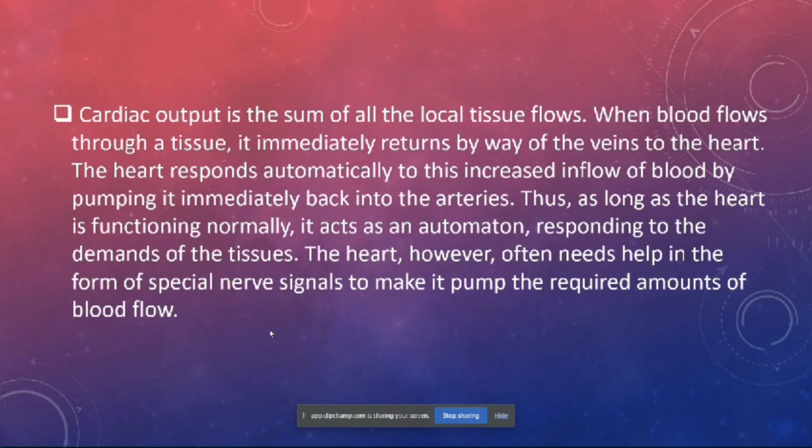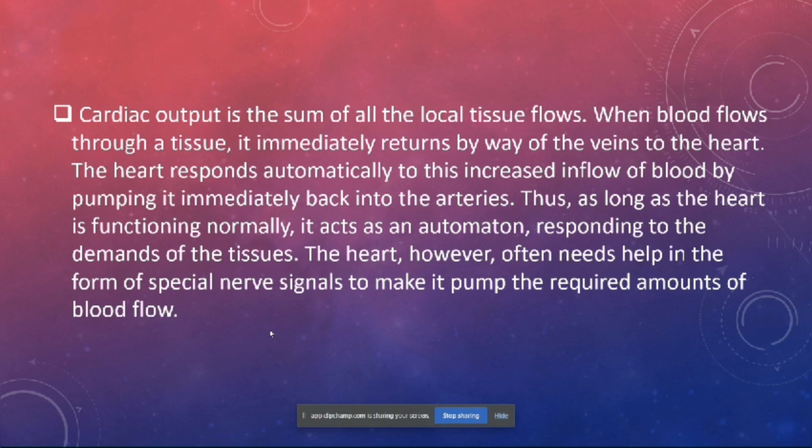Also, nervous control of the circulation from the central nervous system and the hormones provide additional help in controlling tissue blood flow. Cardiac output is a sum of all the local tissue flow. When blood flows through the tissue, it immediately returns by way of veins to the heart. The heart responds automatically to the increased inflow of blood by pumping it immediately back into the arteries. Thus, as long as the heart is functioning normally, it acts as an automaton, responding to the demands of tissue.